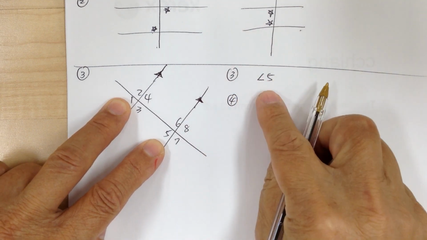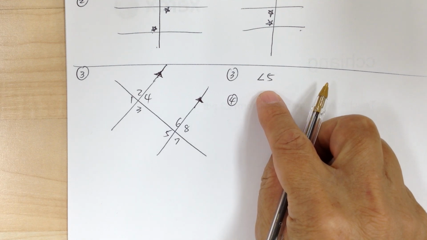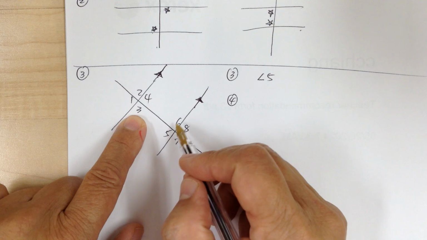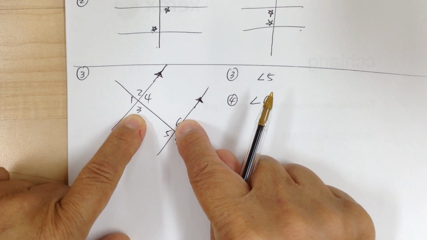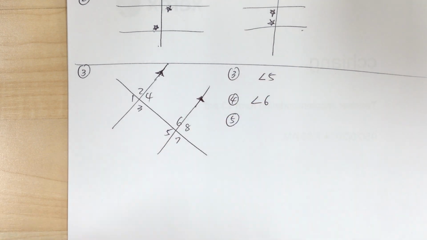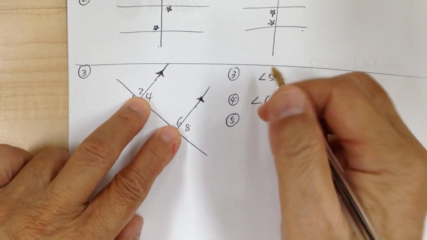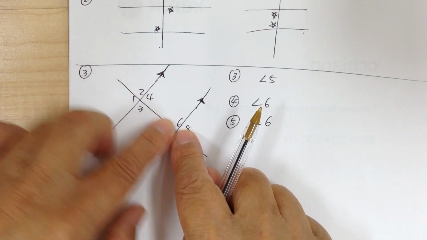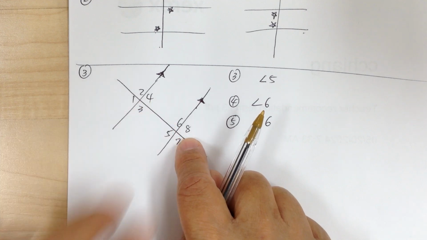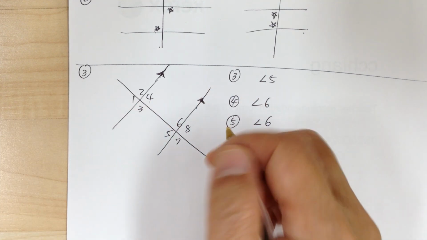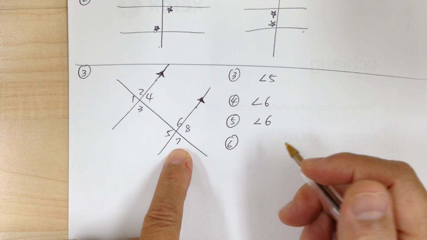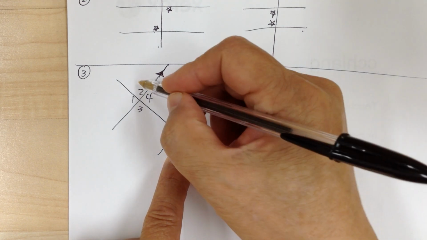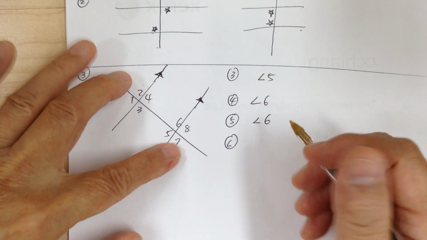Number 4, alternate interior angles. Angle 3 and the alternate interior angle would be angle 6. So 3 and 6 are alternate interior angles. Number 5, angle 4 and what are considered interior angles? So 4 and 6, these are the consecutive interior angles. Number 6, 7 and what are alternate exterior angles? 7 and 2, so these are exterior and alternate, right? So angle 2.